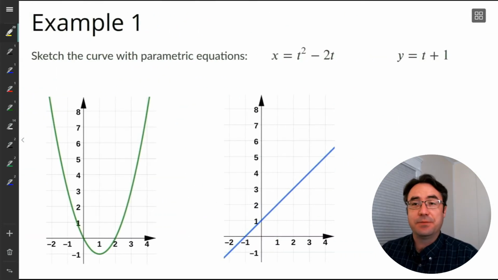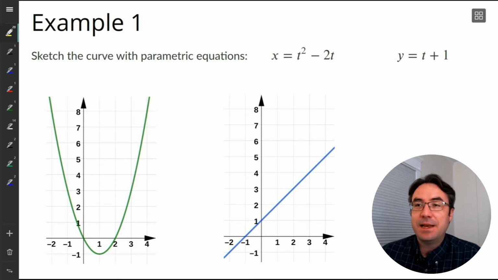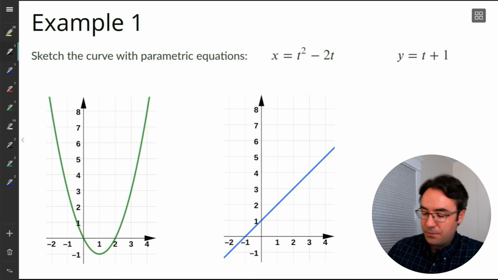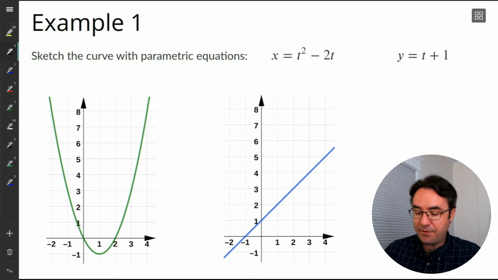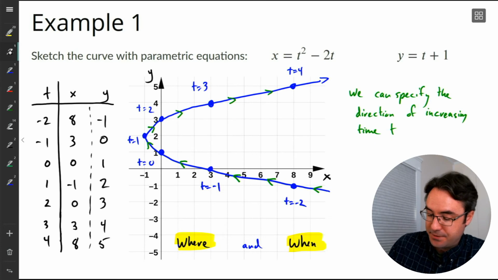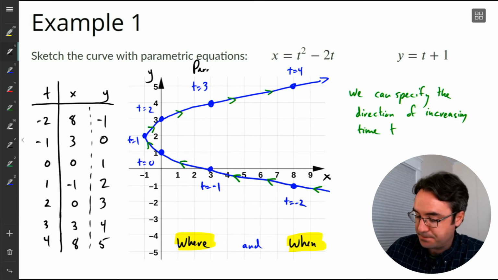All right. So that's really how we do it. That's how we sketch a parametric curve. Take some different t values, plug them in, plot the points, connect the dots. Now, one other thing to note here is we have our parametric curve. So here it is. This was our parametric curve that we sketched.